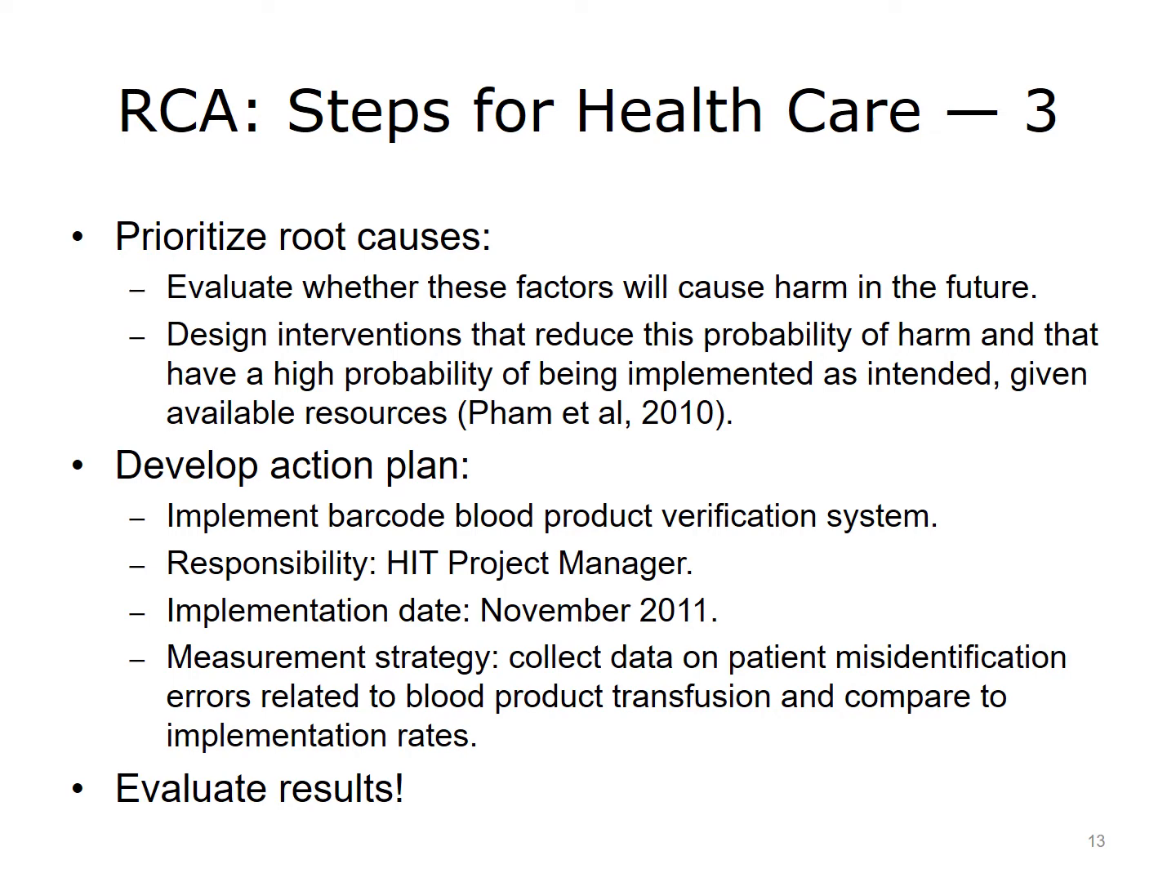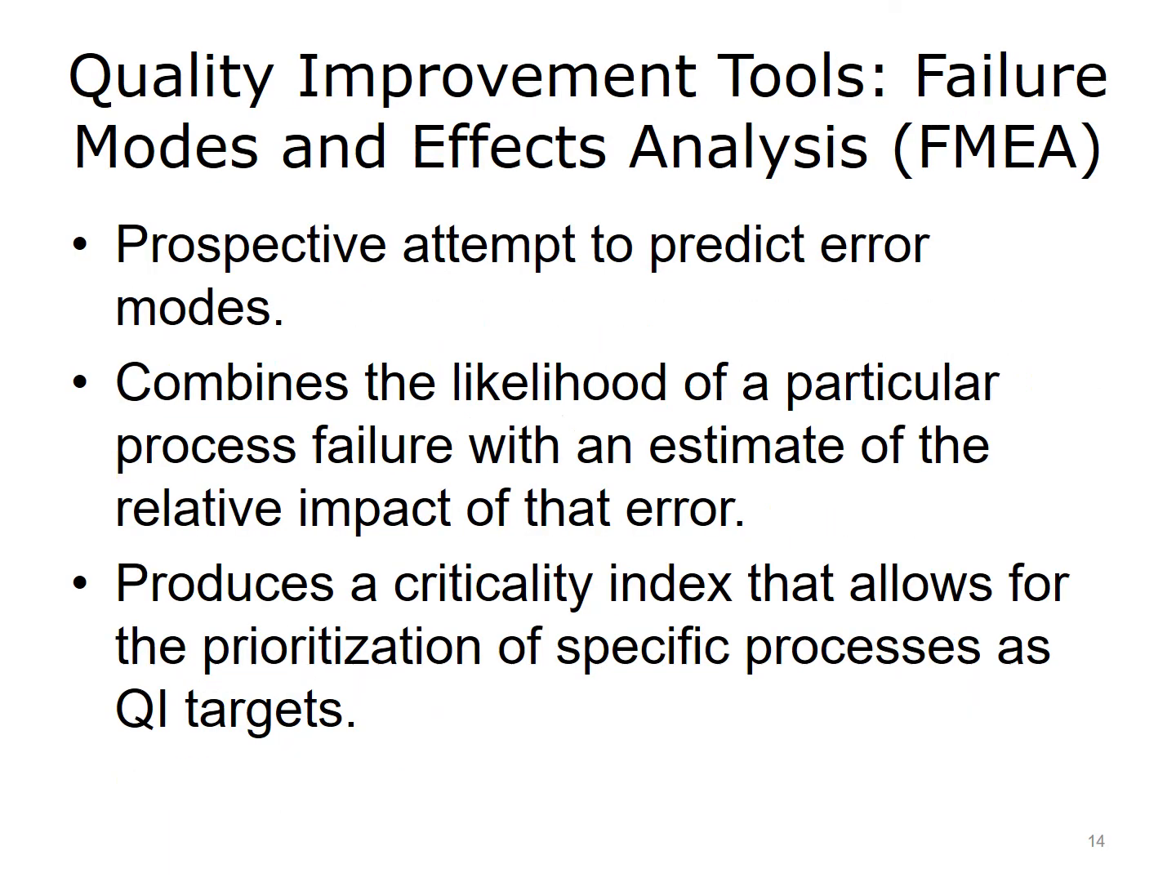As you can see, this is a very effective strategy for learning from our mistakes. But we don't have to wait for mistakes to happen before we take action. There are other quality improvement tools that anticipate events and try to either stop them from happening or minimize harm if they do happen. Failure modes and effects analysis looks to the future in a prospective attempt to predict where errors could potentially occur.